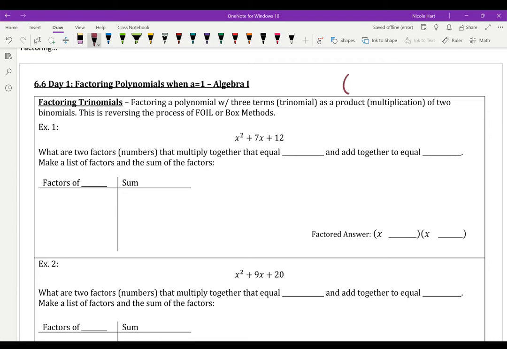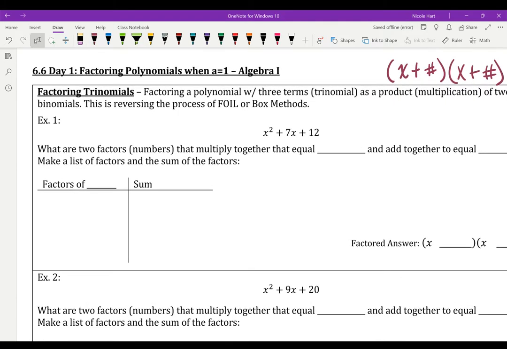So it's going to turn into something with two sets of parentheses with x plus a number and x plus a number. So that is what our final answer is going to look like. Some sort of number in both of those parentheses. They could be the same number, they could be different numbers, there could be addition, there could be subtraction, but we're going to be factoring, and so we have to think about factors or things that multiply together to equal certain things. So here I have in my example, x squared plus 7x plus 12.